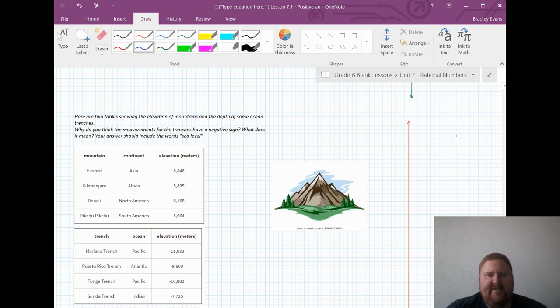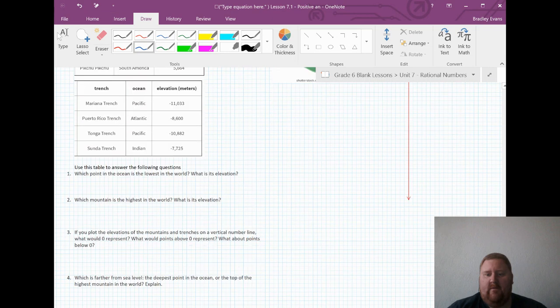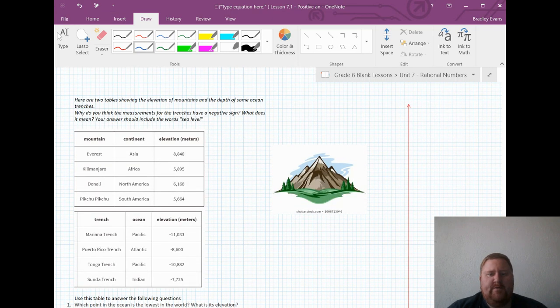Okay, your last activity for this lesson, all about positive and negative integers and numbers. Make sure you've tried this by yourself because I'm going to go through how you should have solved these questions. So here are two tables showing the elevation of mountains and the depth of some ocean trenches.